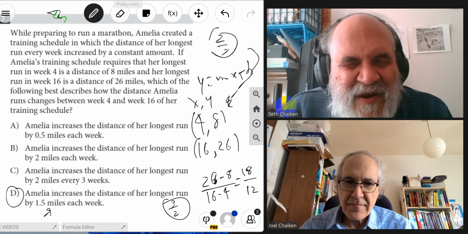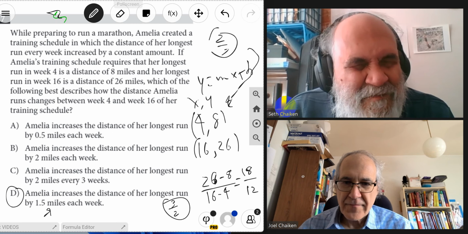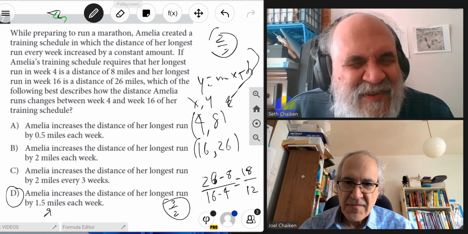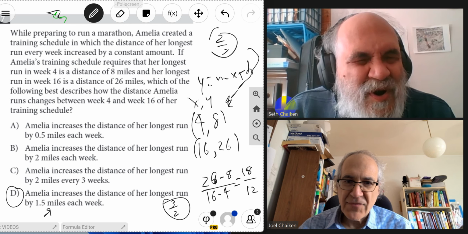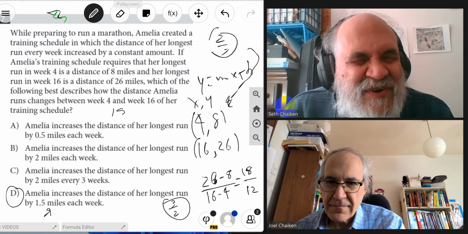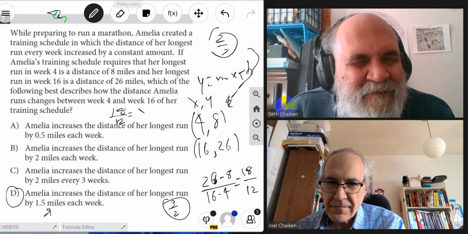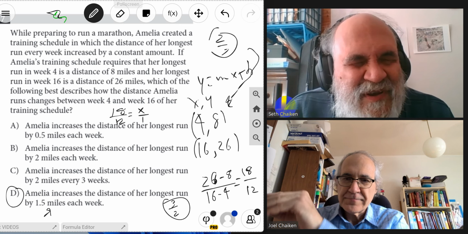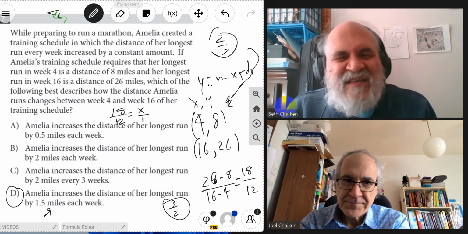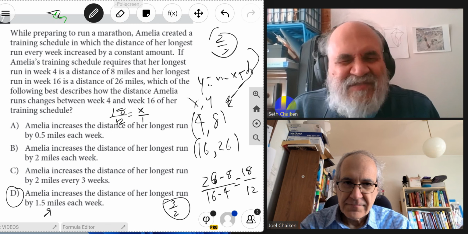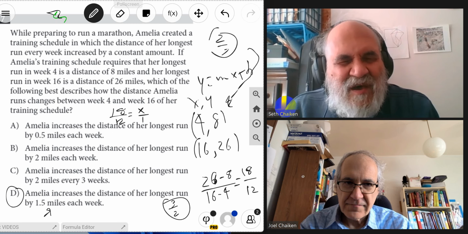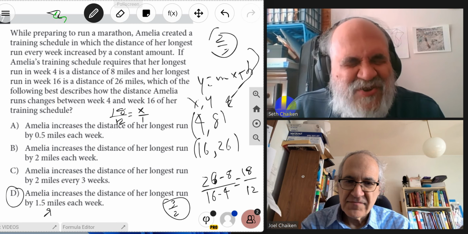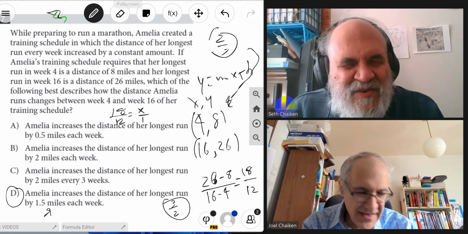And then you keep dividing that to see how much she increases the distance in 1 week, how much she increases the distance in 3 weeks, and how much in a week and a half. Getting the answer in simplest terms of three halves, it could be used to test each of the choices. But nobody's going to do that for each one.